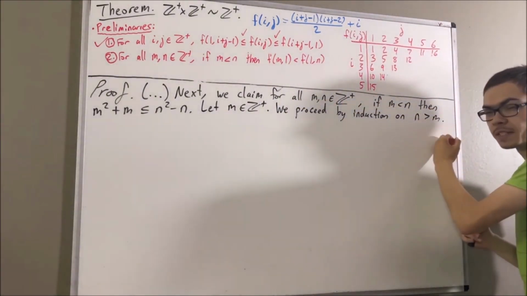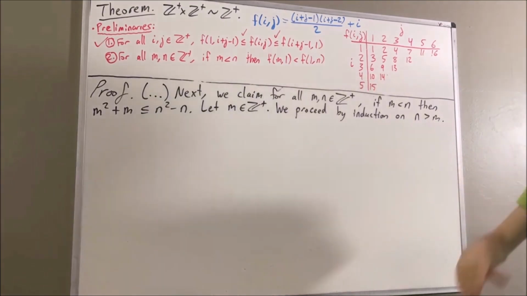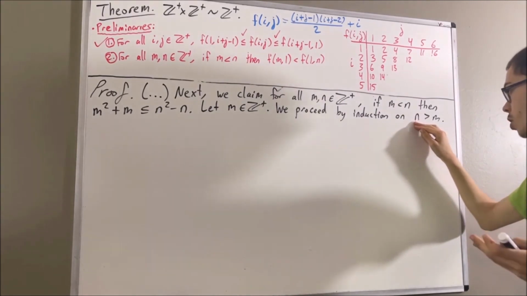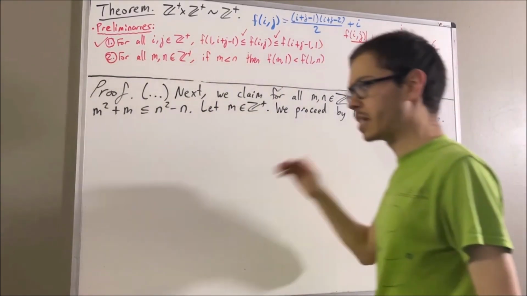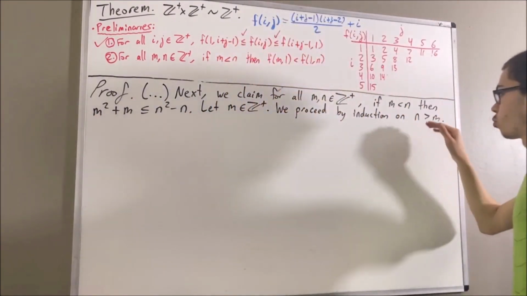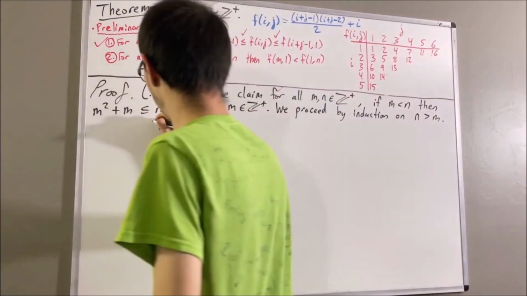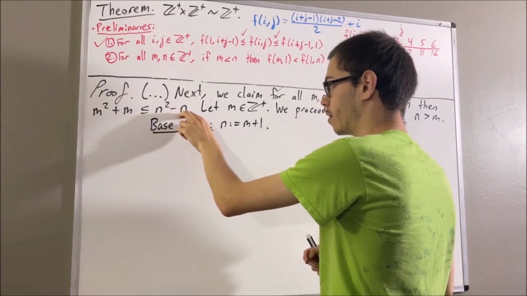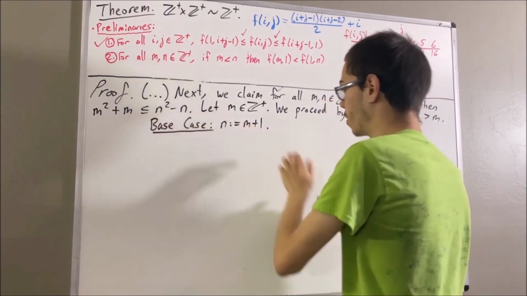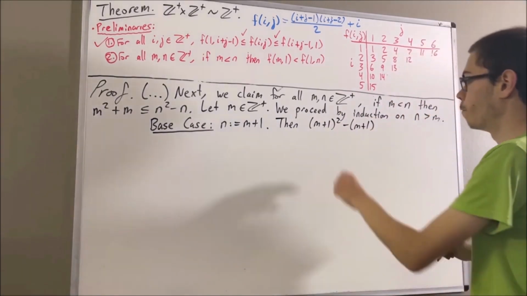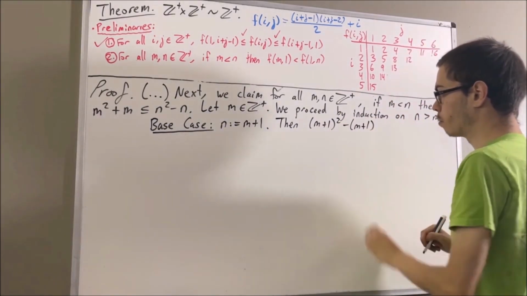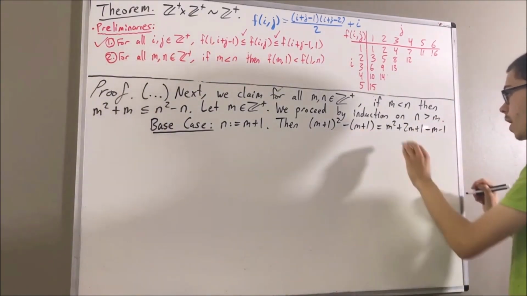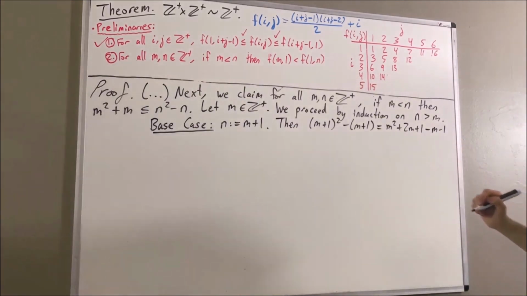Let's first prove the base case. Now remember, in the base case, we're trying to prove that this is true in the case where n is the smallest positive integer greater than m. In other words, in the base case, we're trying to prove that this is true in the case where n is equal to m plus 1. So, let's start out by writing the right-hand side. Right, we're going to replace everywhere we see an n with m plus 1. If we expand out the first parentheses, you're going to get m squared plus 2m plus 1. Expanding this one out, you're going to get minus m minus 1. And this just simplifies down to m squared plus m.